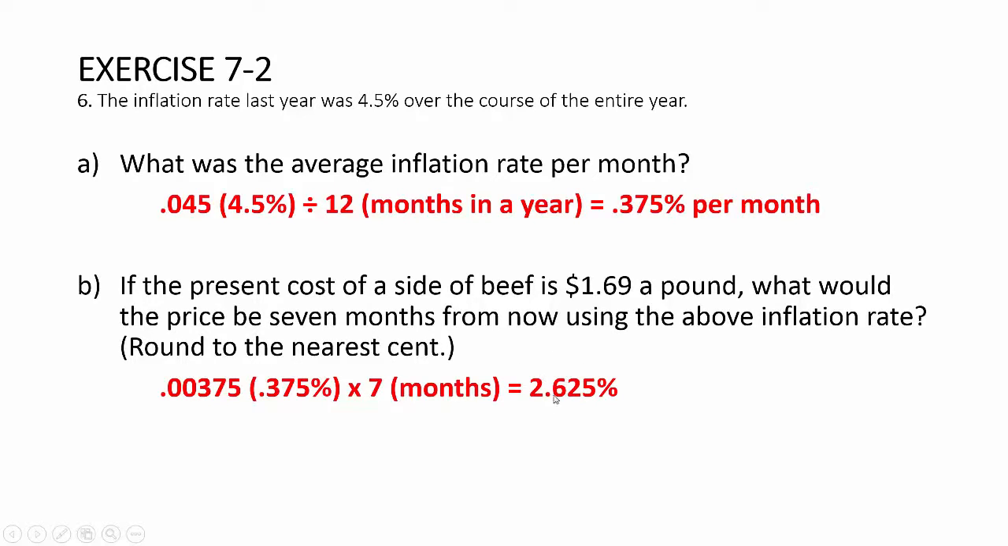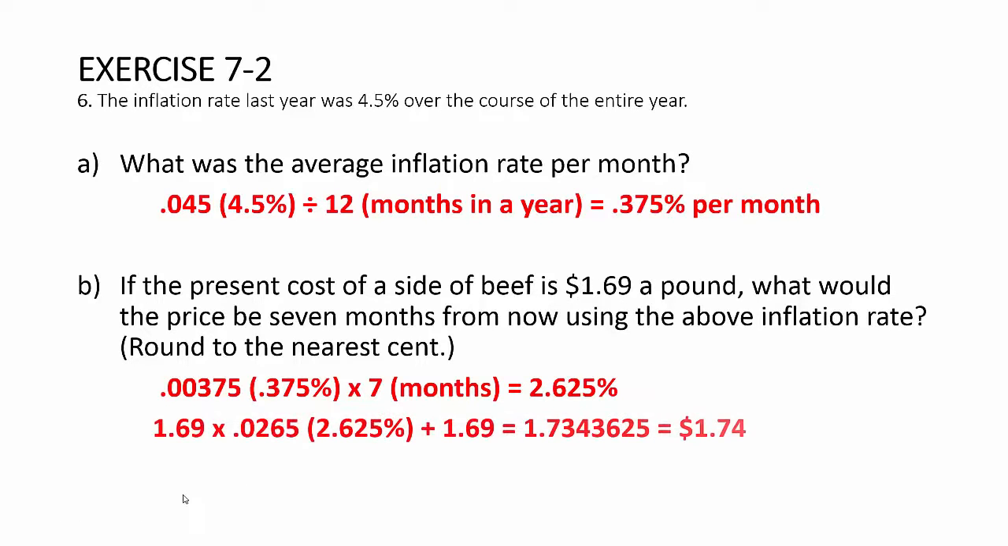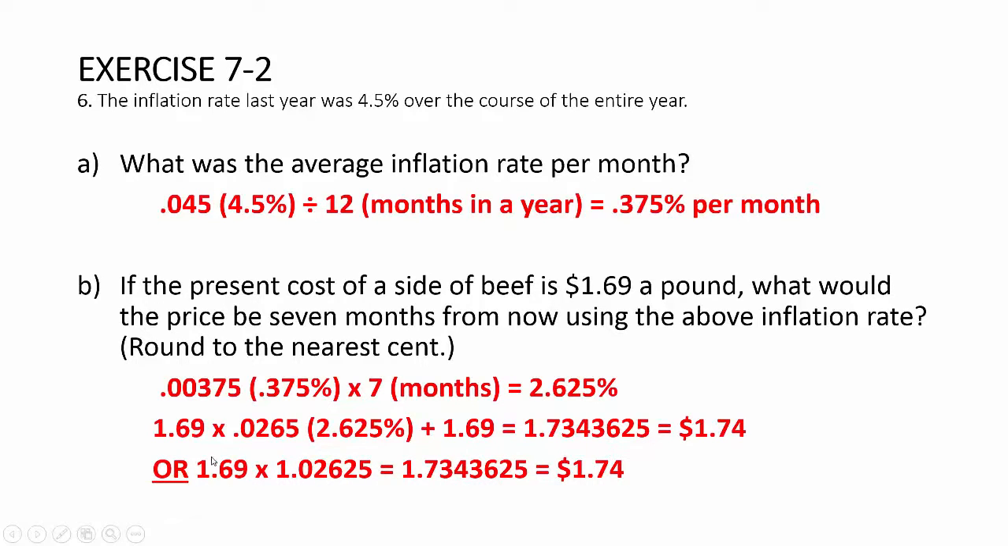We now must add that to the cost of 1 pound of beef. So there's our cost for a side of beef. We multiply it by the 2.625% and then add it into the price for the side of beef. Or again, to skip one step, $1.69 times 1.02625, the decimal equivalent of 102.625%, and we end up with the same price, of course. It doesn't matter which method you use, but rounded off to the nearest cent, in 7 months from now, what used to cost $1.69 will now cost $1.74. Welcome to what inflation does.